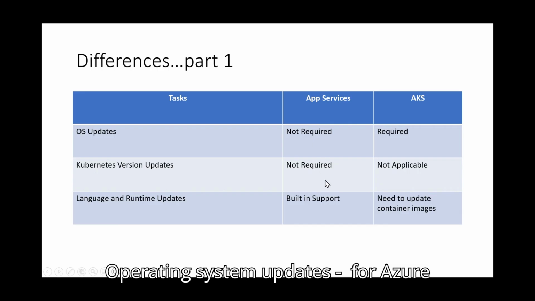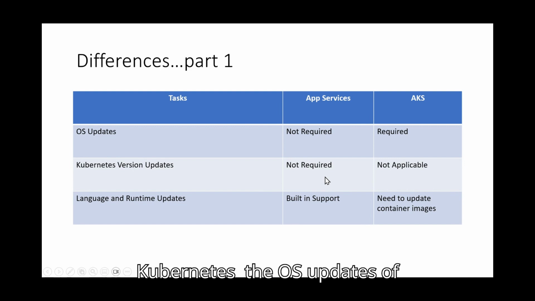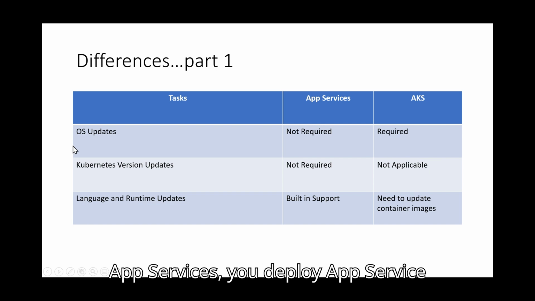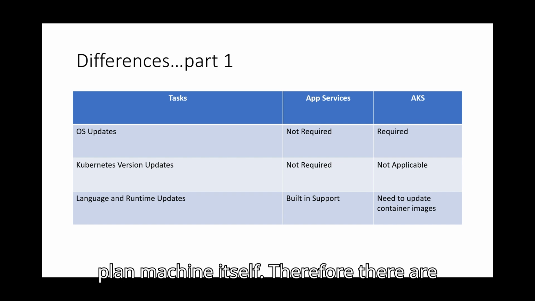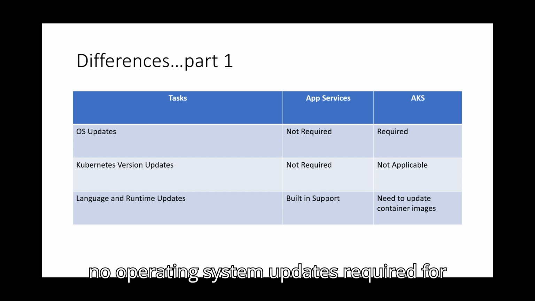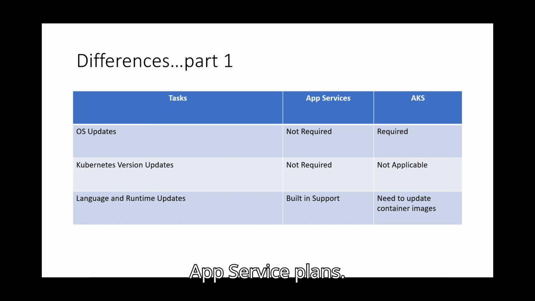Operating system updates. For Azure Kubernetes, the OS updates of the node are required. In case of app services, you deploy app service plans and you don't get access to the behind-the-scenes app service plan machine itself. Therefore, there are no operating system updates required for app service plans.